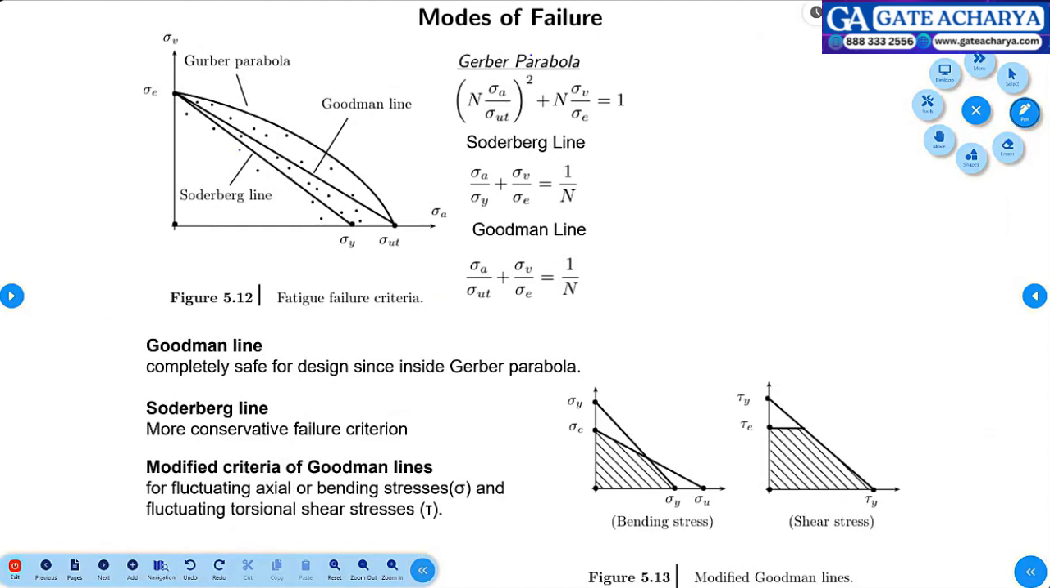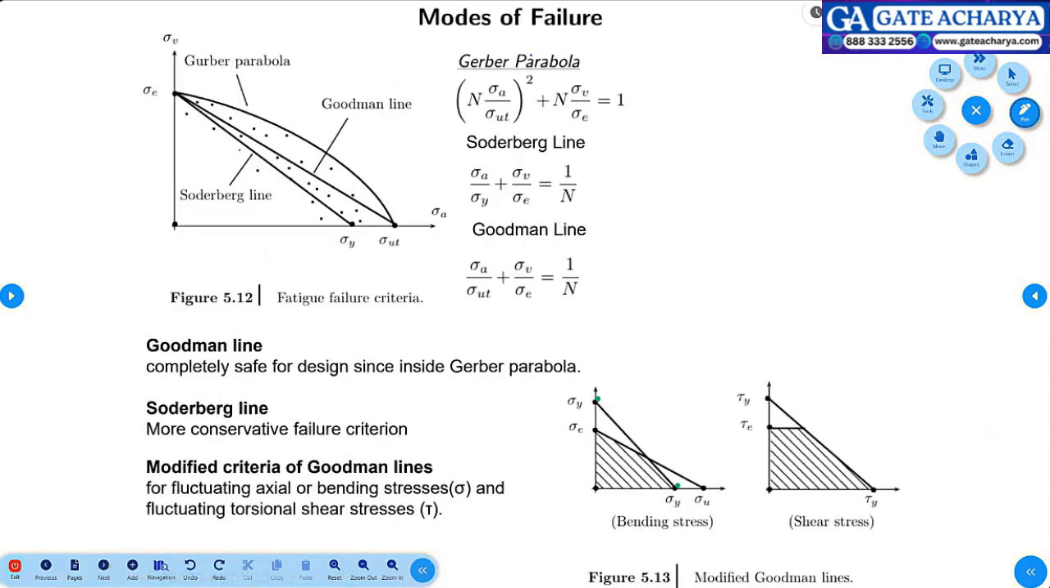So when do we apply? There is one more criterion, the modified criterion for Goodman's. This is meant for fluctuating axial load, bending stress, and fluctuating torsional stress. The modified Goodman's criterion is a plot between sigma y on the y-axis and sigma y on the x-axis. We will see when to adopt this, and when we do the problems, we'll know. As of now, we can take down the modified Goodman's criterion for higher factor of safety. You can adopt the Goodman criterion itself. When you need a higher factor of safety, we can go for this modified Goodman's line, to be more on the conservative side.